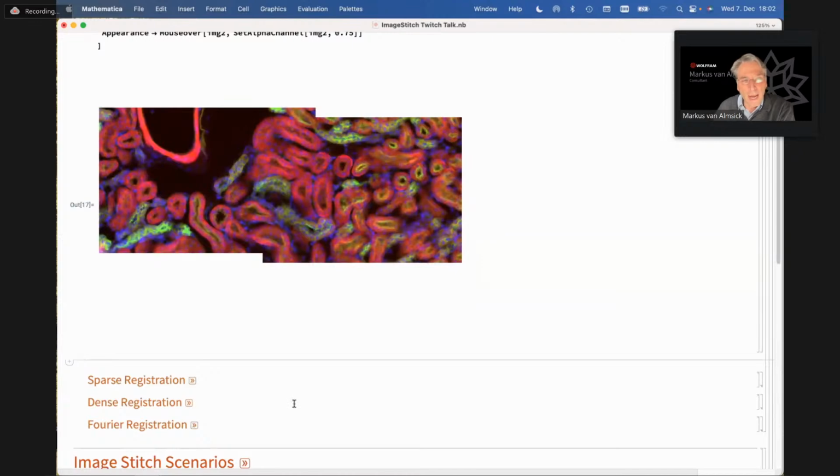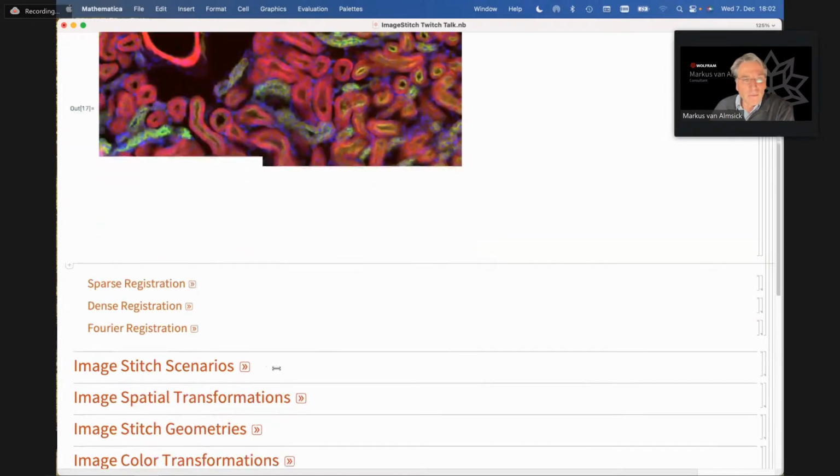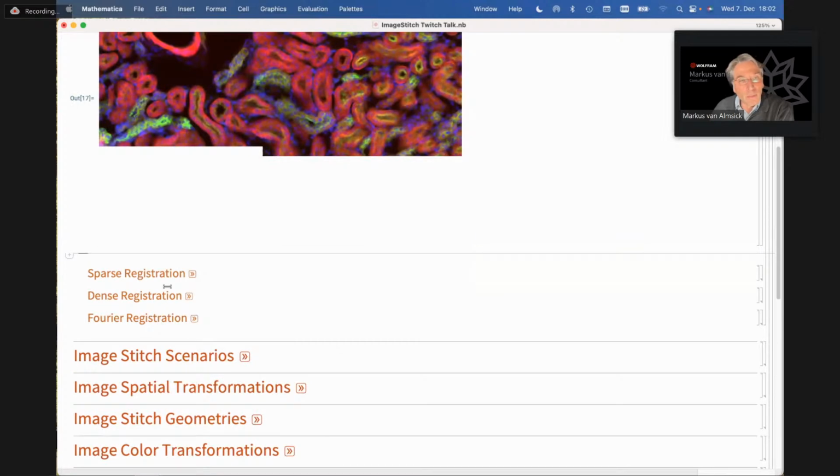There are different ways to register. Roughly speaking, probably there are more, but there are three ways to do it. There's sparse registration via image key points. There is dense registration, to minimize some kind of image distance. And then there is Fourier registration, if you're just interested in translation, that tries to register two images via the Fourier transform. And just for completeness, I'd like to discuss all three versions of registration.